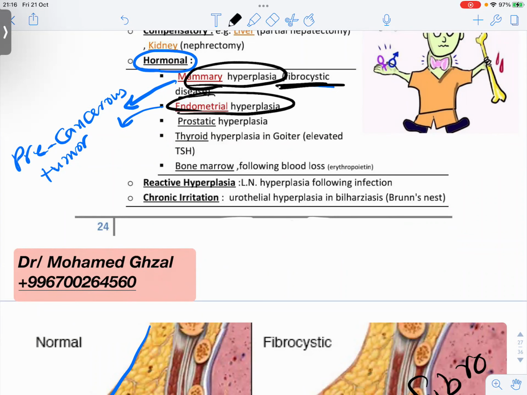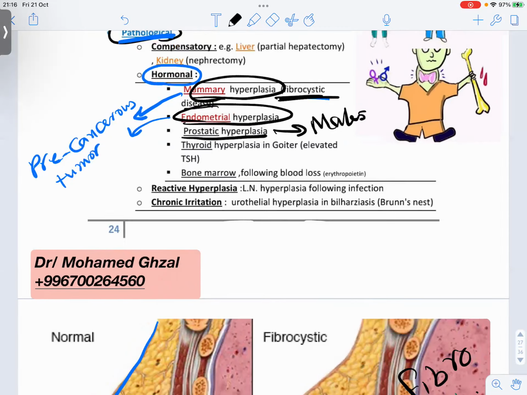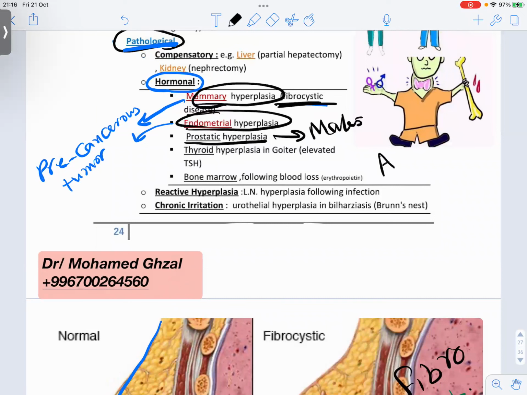The third one is prostatic hyperplasia, prostatic in males. The prostate, of course. In old age, men always have prostatic hyperplasia. Why? Because due to the effect of androgen, the male sex hormone, the androgen can increase the cells inside the prostate and cause prostatic hyperplasia.